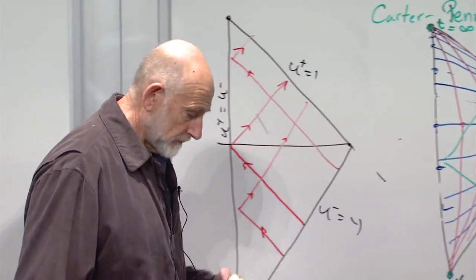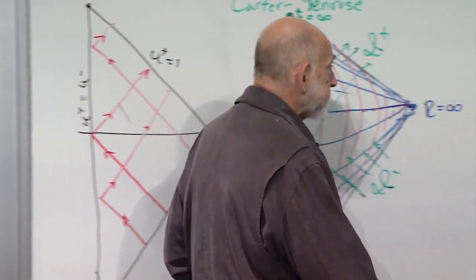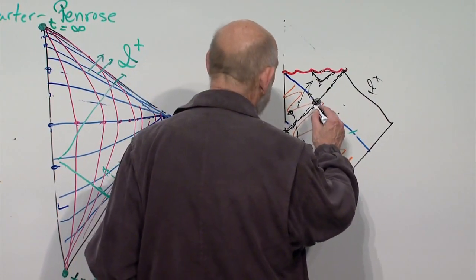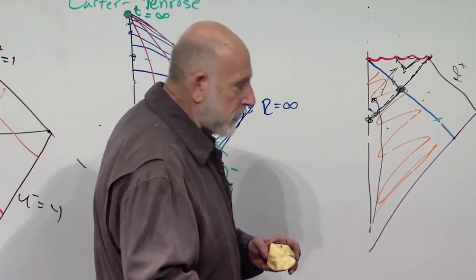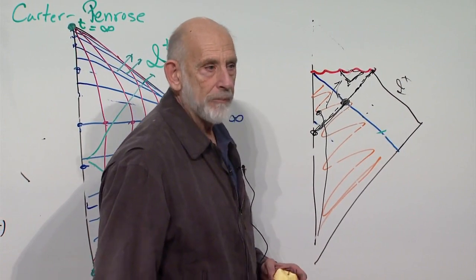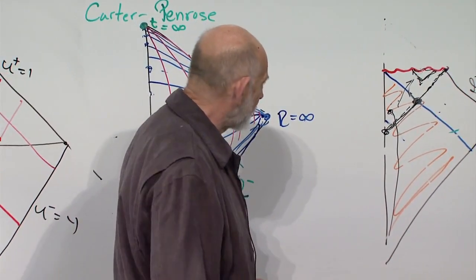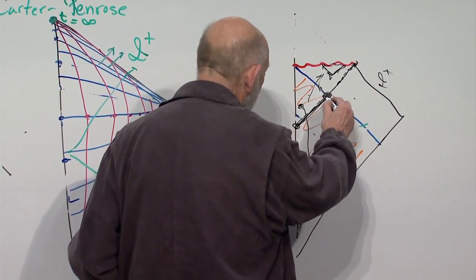Is there a meaning of the word horizon until it gets past that point? Yeah. It still means something? Mm-hmm. The definition of the horizon is the place which separates those people who can get out from those people who can't get out. But can't they get out before the collapsing shell crosses the distance? No. Look at the picture.